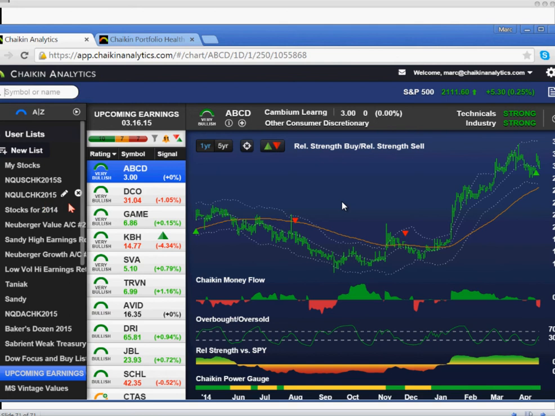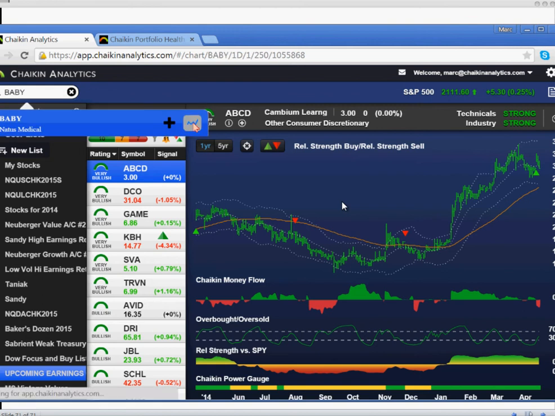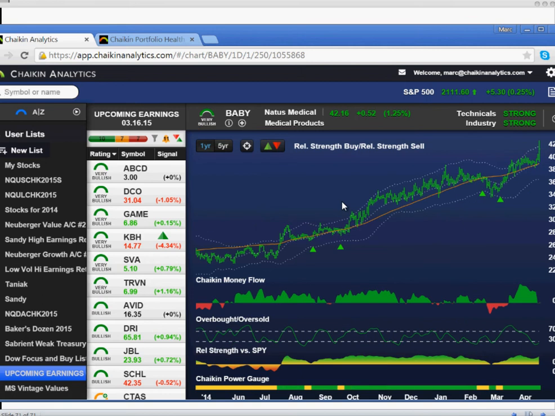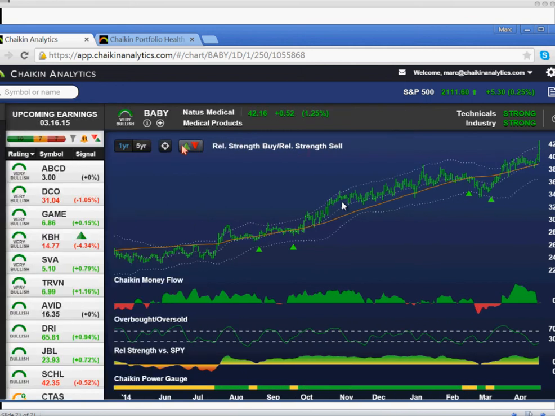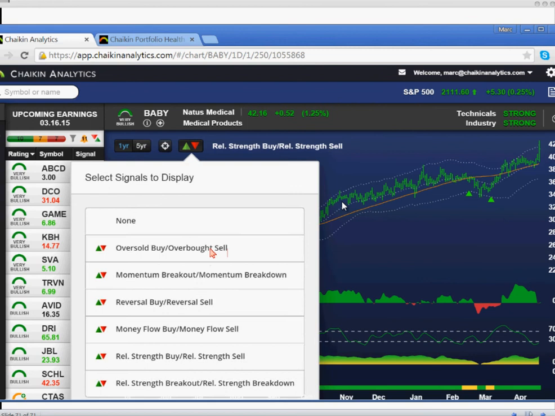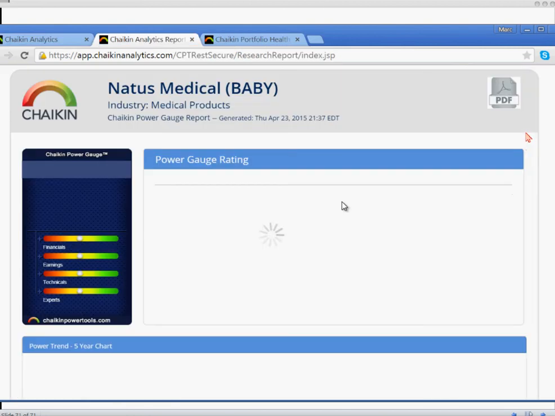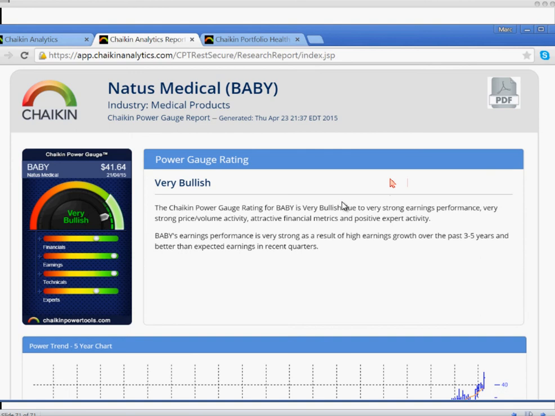And then there's one more thing I'd like to highlight. I put up that BABY before. I don't even know much about the company, but you don't have to. There's that chart with the relative strength buy signals. Here's the oversold buy. Let's say I don't know anything about the stock. I want to know a little more. We have research reports on that are updated nightly.